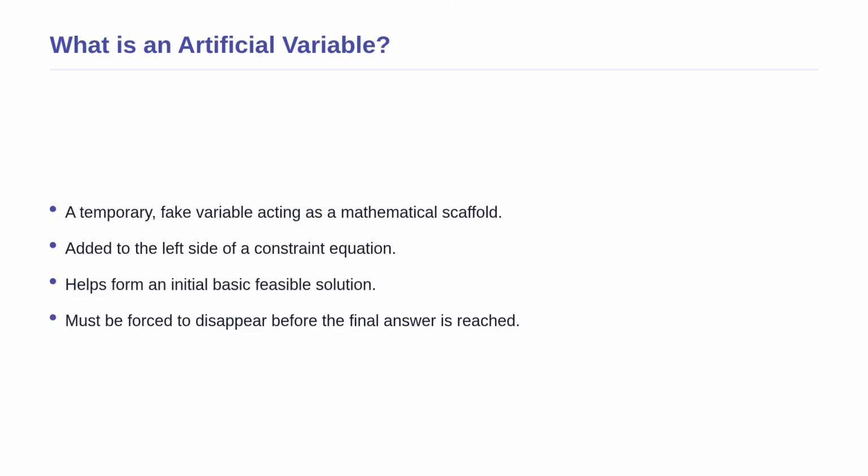Now that we understand the need for a starting point, let us look at how we create one mathematically. Sometimes our linear programming problem does not naturally provide this perfect starting point. When this happens, we invent a temporary fake variable to act as our scaffold. We call this an artificial variable. It is a non-negative variable added to the left side of a constraint equation. Its sole purpose is to help form an initial basic feasible solution, giving the math machine a place to start. But remember, because it is fake, we must force it to disappear before reaching the final answer.